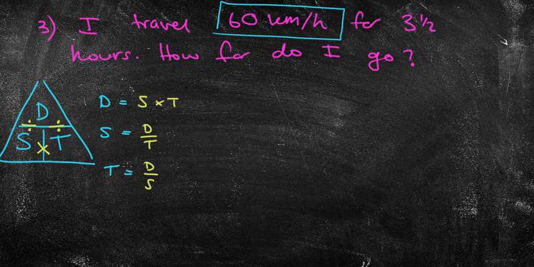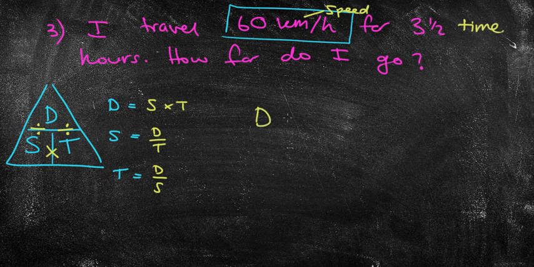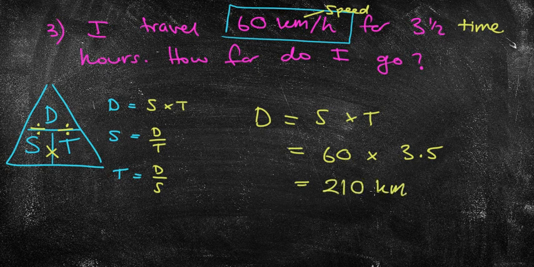And you can see that this little triangle can be really useful. So let's have a look at this question. I travelled 60 kilometres per hour. Well, that's a speed, isn't it? For 3.5 hours, well, that's time. And it's asking how far do I travel, which is looking for distance. Therefore, distance equals speed times time, S times T. So my speed is 60 kilometres, my time is 3.5. And then all I need to do is type that into my calculator to get 210 kilometres. It's easy as that.